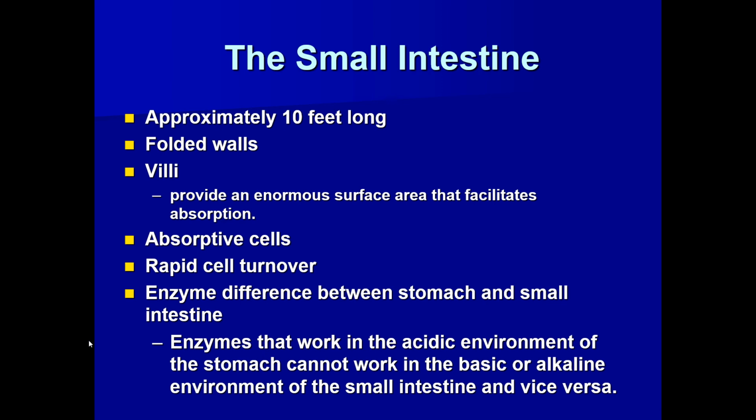There's various enzymes that work to break down food or macronutrients, and certain enzymes work really well in the stomach, and other enzymes work really well in the small intestine. Overall, the stomach is very acidic, and the small intestine is a little bit more basic or alkaline. So the enzymes that work really well in the stomach don't work so well in the small intestine, and it goes the other way as well.